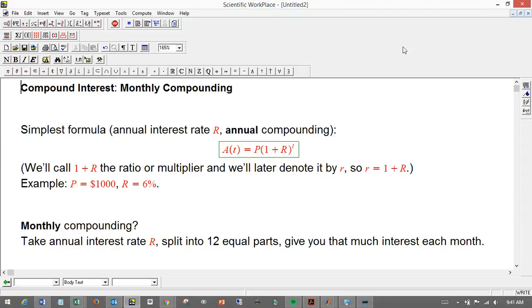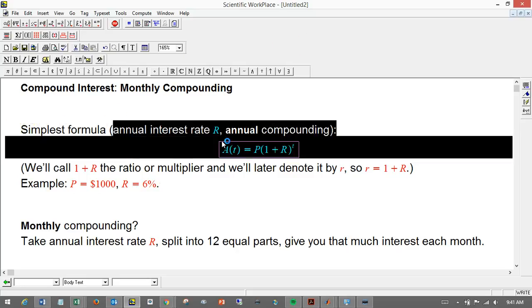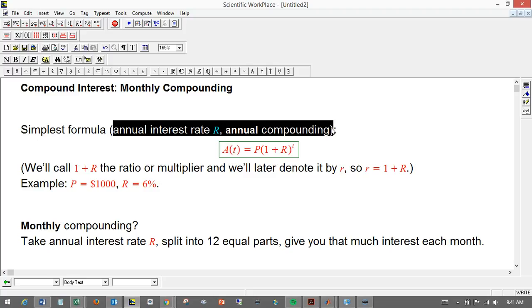Here's a quick example of moving from the idea of annual compound interest to monthly compounding. Let me review real quickly what the simplest case is. That's where you have an annual interest rate R and it's compounded annually. No funny business about monthly compounding.